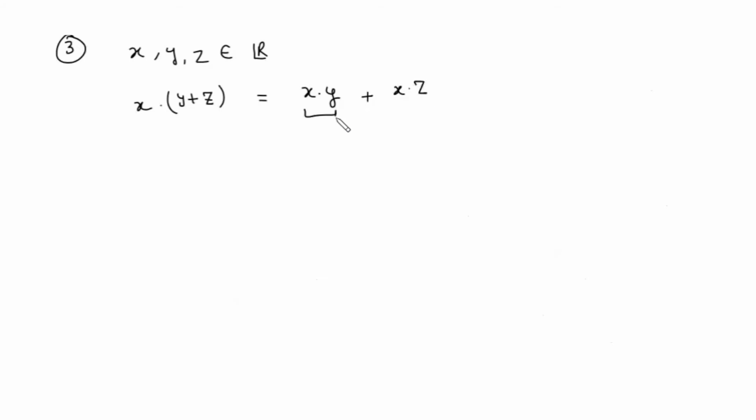Now the third property is the distributive property. Means what? If you take any three elements from the set of real numbers, you first add y and z and then you take the multiplication with x, is same as that: first you multiply x with y, x with z, and then you add these two numbers. So one and the same thing. So this is called distributive property.